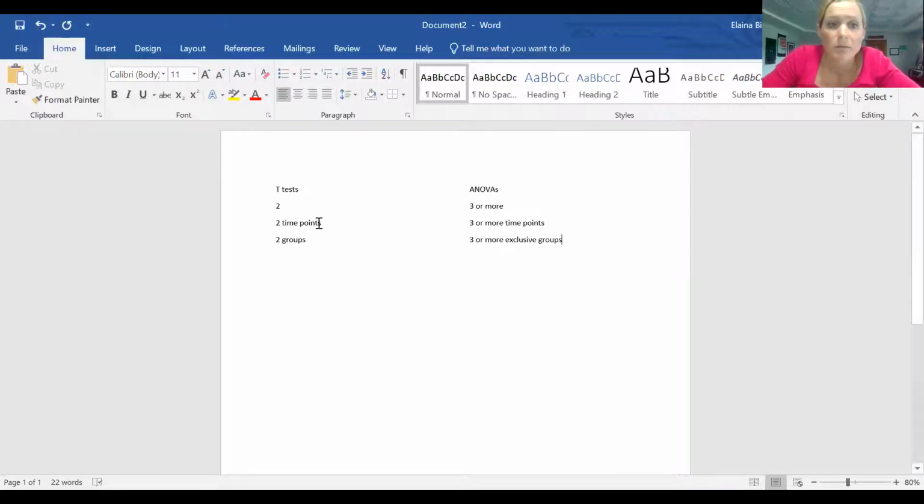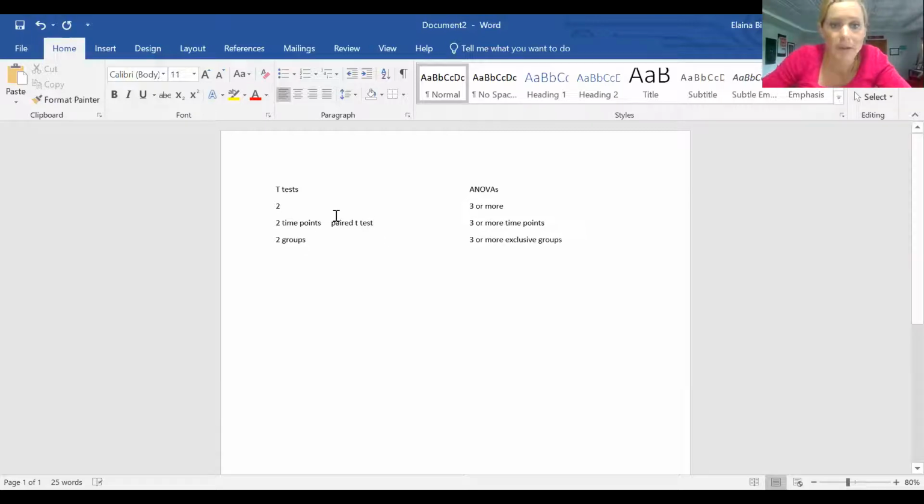So t-test, 2 time points. Let's say I wanted to know the difference in your heart rate when you come to class and your heart rate after class. Again, I'm going to take one group of people and compare your heart rate at the beginning of class and your heart rate at the end of class. With 2 time points, that's called a paired t-test.